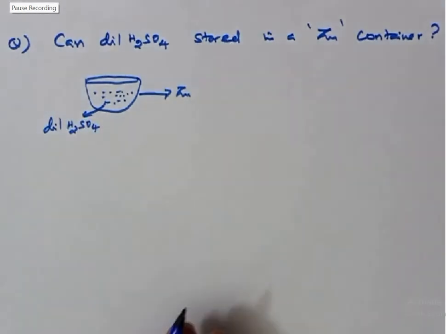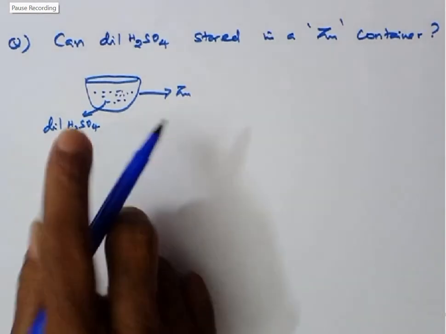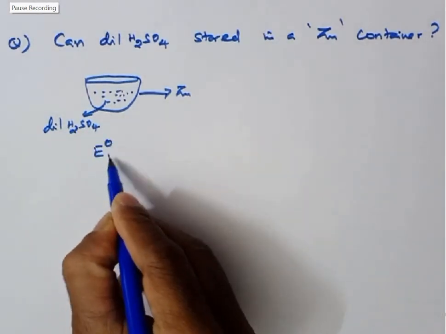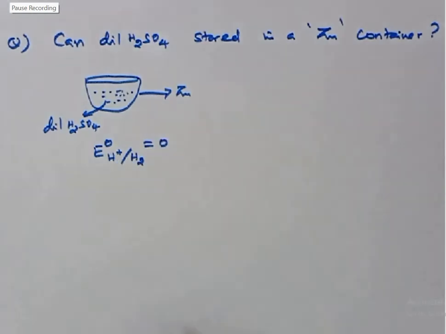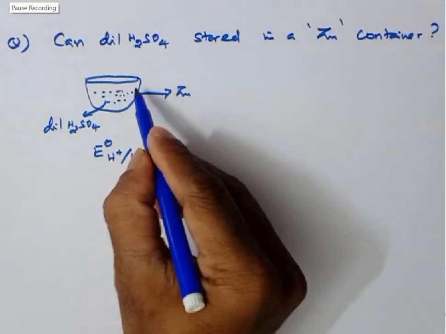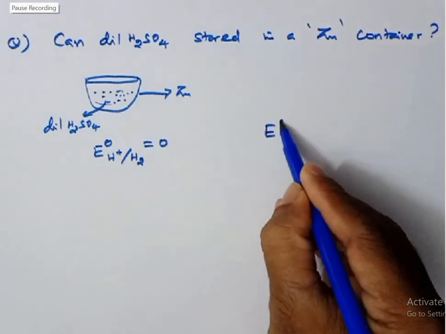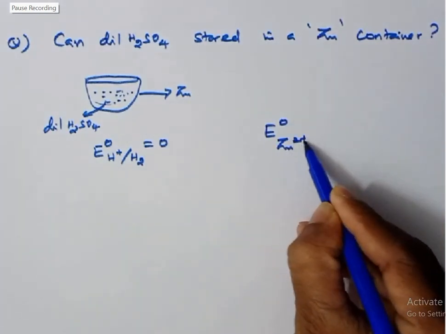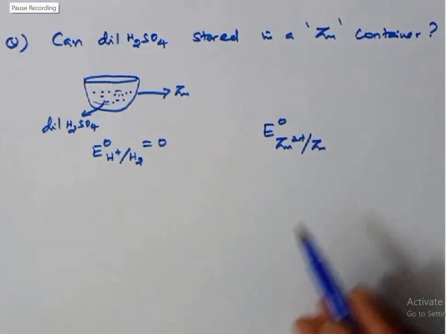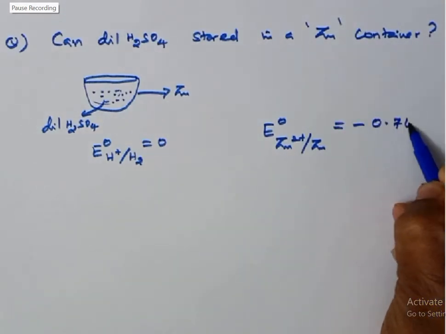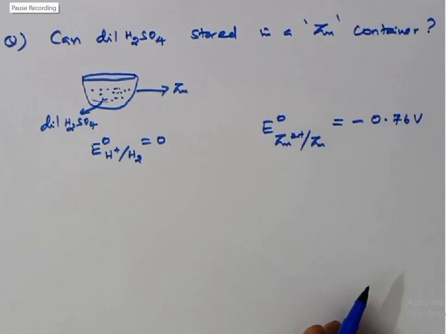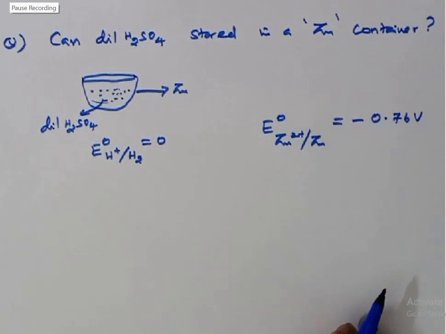How to answer this type of question? Very simple. You see the reduction potential of H+ ion. The standard reduction potential of H+ becoming H2 is 0, that we know. And see the reduction potential of the container. The reduction potential for Zn2+ becoming zinc is minus 0.76 volt. Minus 0.76 volt is the standard reduction potential for zinc.